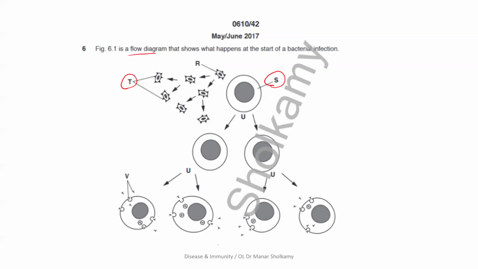This is a flow diagram from a 217 exam that shows what happens at the start of a bacterial infection. What is T? Help me label, please. Antibodies? No, it's not the antibody. This is the antibody. T is the pathogen. Yes, this is a foreign antigen. You're all correct. Pathogen is correct. Foreign antigen correct. Toxins correct. Now S is the lymphocyte.